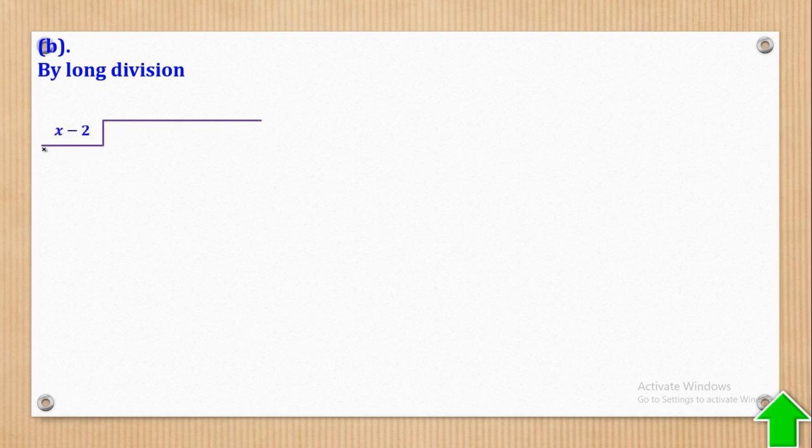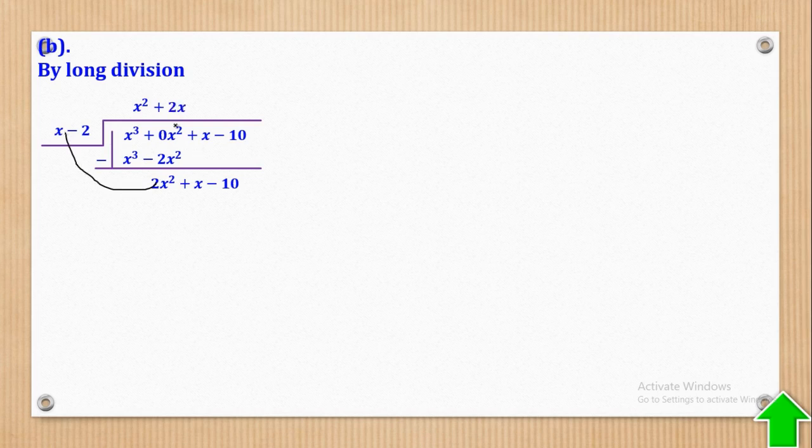So put the divisor here and put the polynomial there. Then start dividing. This divided by this is x squared. Then x squared throughout this gives you this. Subtract the two, and you'll come up with that. Then still, this divided by this, you'll come up with plus 2x. Plus 2x multiplied by this will give you that. Then subtract the two, and you'll come up with this. Then this divided by this gives you positive 5. Positive 5 throughout this gives you that. Then subtract the two, and you'll get 0 as the remainder.